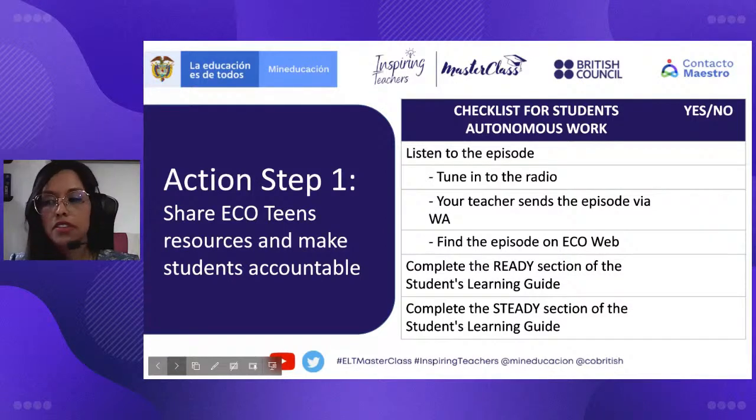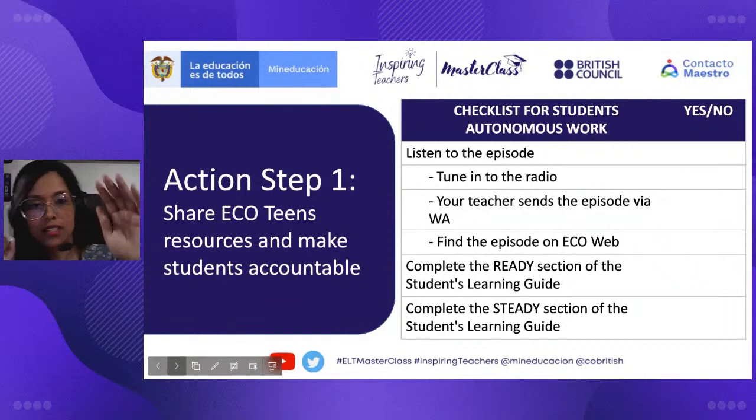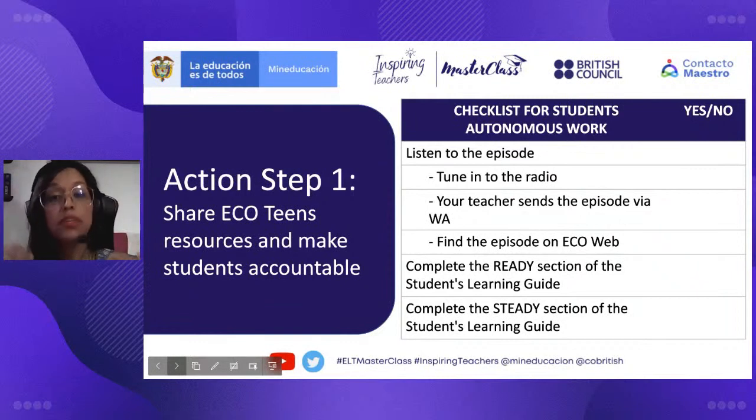I think one of the situations that sometimes happens is that when we go into the classroom and say, okay, students, are we ready to begin? And a student says, I didn't do this activity, or I didn't prepare, I didn't listen to the episode. So to make sure that we're accountable for the activities that have to be done before the class, we can give our students a checklist.